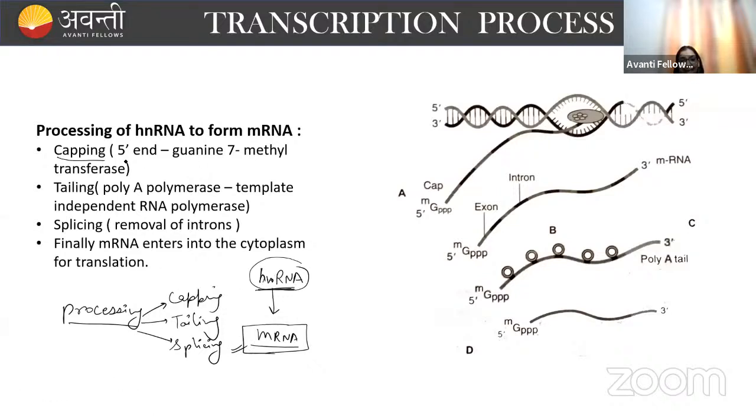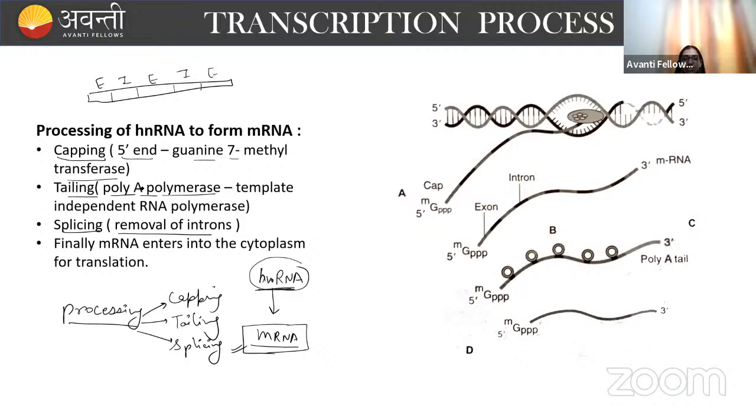So first is the capping. Capping is done at the 5' end. And the enzyme involved in the capping is guanine 7-methyl transferase. Tailing is done at the 3' end. The enzyme involved is poly-A polymerase, which keeps on adding adenine at the 3' end. Now splicing, that is the removal of introns. We know that in eukaryote, exons are present and introns are present.